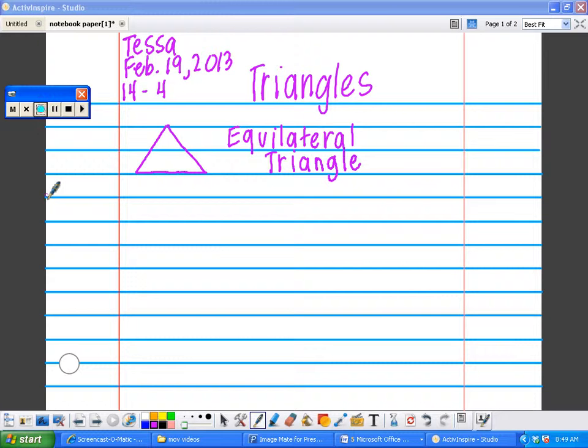The math shortcut for this is to put little tick marks to show me all 3 of these are the exact same length. If one of them was longer than the other or a different length, I could put 2 tick marks to show me these 2 would be equal and this one would be different. But they're not. They're all the same. So we're going to leave them all 1 little tick mark. That tells me all 3 sides are equal lengths.